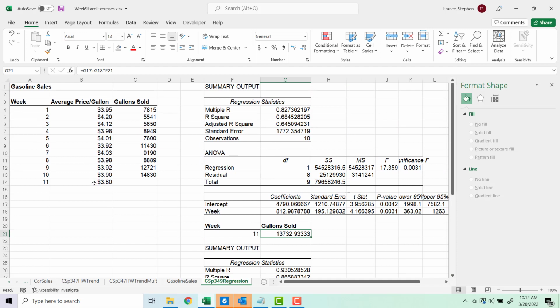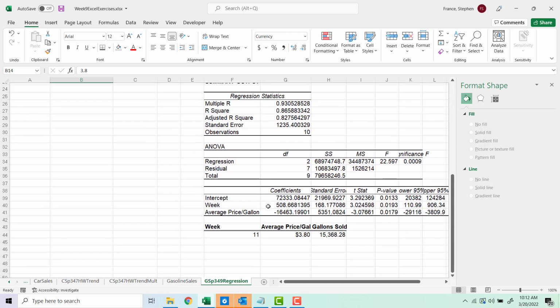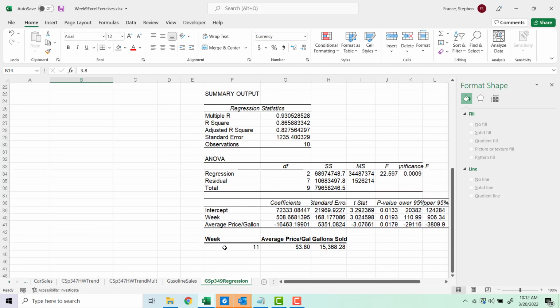And I guess this is because we actually have prices per gallon at the low end. Again, you have to be careful with predictions in regression when you're outside the range of the actual data. So here we're lower than the previous data, and that could cause a little bit of inaccuracy there.